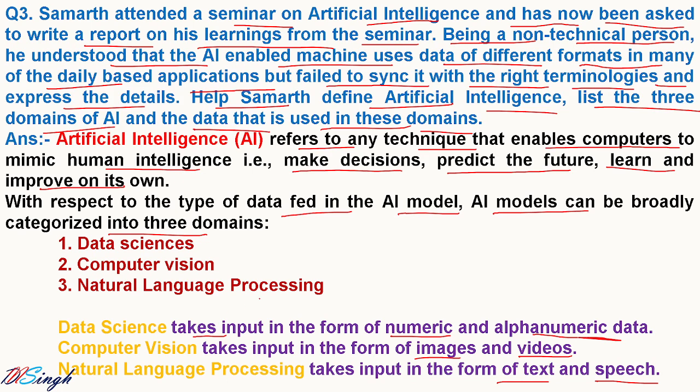So an AI model is what? It is an algorithm based on some AI technology that is able to do what? Make decisions, predict the future, learn and improve on its own. Okay, and these models run on a computer.